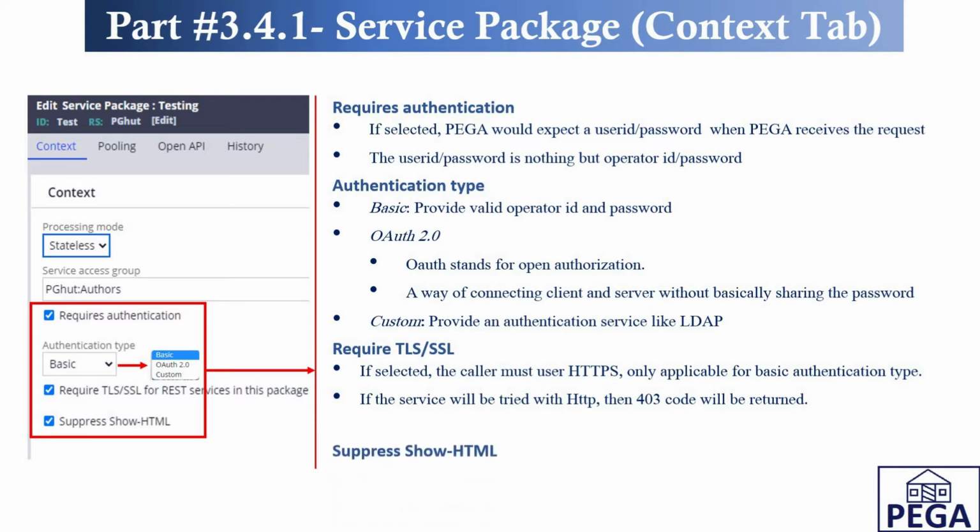Now move to the next one, which is Suppress Show HTML. What basically it does is skip it. As part of this service package, it will call a service. Now in the service you might call an activity, and in the activity you might have Show HTML. It doesn't make sense because it's a service, which sends a response back to the consumer. We don't need to show any HTML method, right? That's the reason why you need to always check this, so that it will suppress all the Show HTML methods, if there is anything that you have used, or if you are using any Pega OOTB activity that is also doing the showing of HTML method.